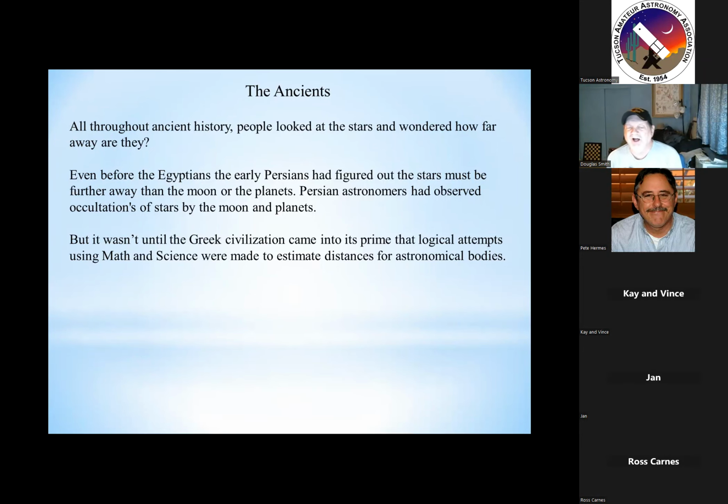It wasn't until you got into the Greeks, when the Greek civilization was in its prime, that you started getting what I'd call logical attempts using math and science to try to estimate the distances to astronomical bodies. And in some cases, they were able to do it. They were able to estimate the distances to Mars, to the moon, to the sun, and things like that, but without the use of telescopes. And some of these estimates were not bad.